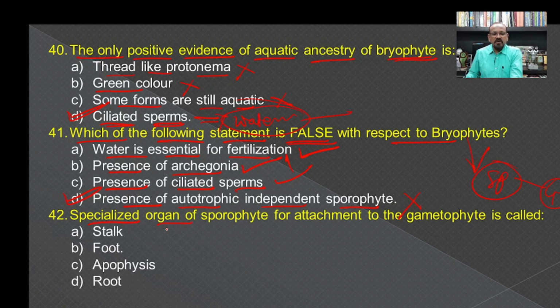Then, the specialized organ of the sporophyte for attachment to the gametophyte is called as... So we know the foot, seta and the capsule. The foot is responsible for attaching the sporophyte to the gametophyte, and the capsule is responsible for the formation of the spores. The seta may be long or short, depending upon the type of plant, and it is responsible for the height of the capsule. Hence foot will be the correct answer for this question.